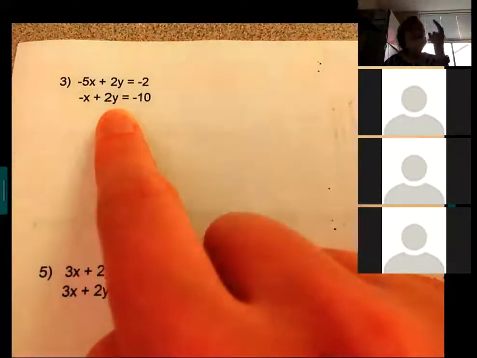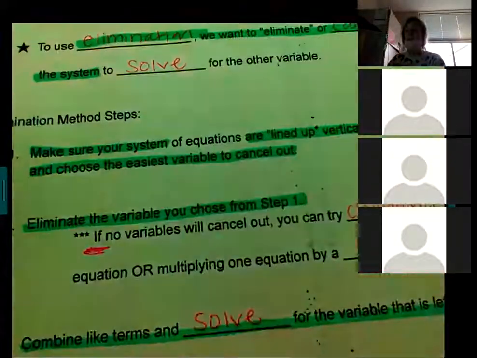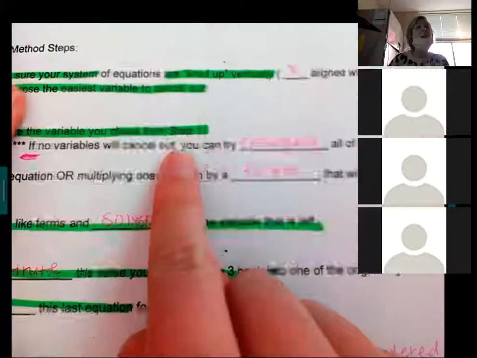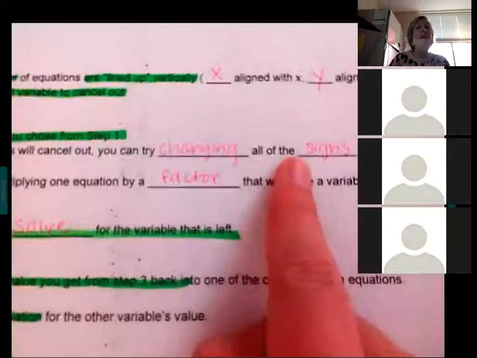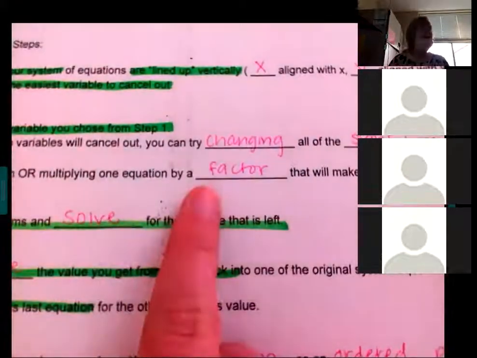So this is where step 2 comes in. So I'm going to flip so y'all can see step 2. Y'all can keep yours on the back. Everybody look at step 2. If no variables will cancel out, you can try changing all of the signs or multiplying by a factor. So let me show you.